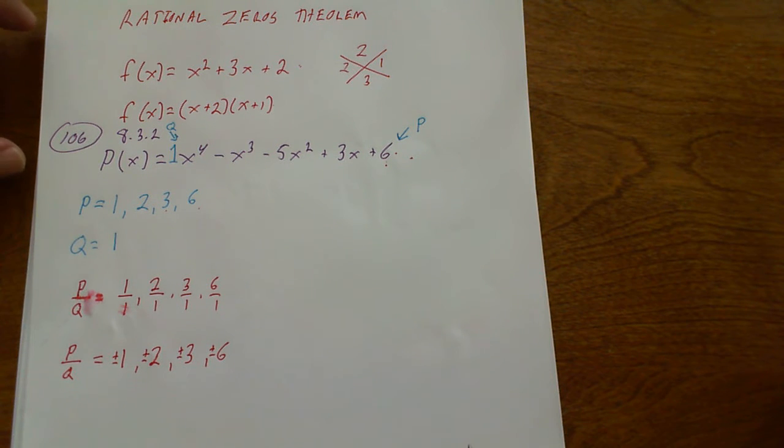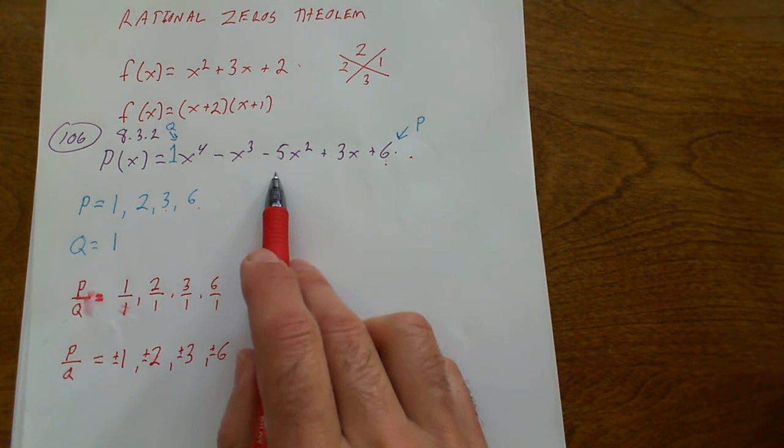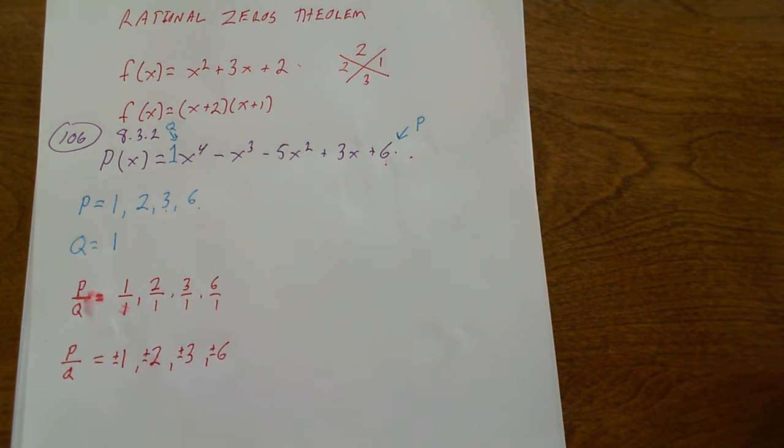And you know how I'm going to test them? By using synthetic division, right? We're going to use synthetic. So I got to divide all of these into this big honker right here. All right, so let's go ahead and start. We're going to start with the easiest numbers first. Okay, so let's go ahead and start with positive 1. Because why not? Positive 1 is my easiest number.